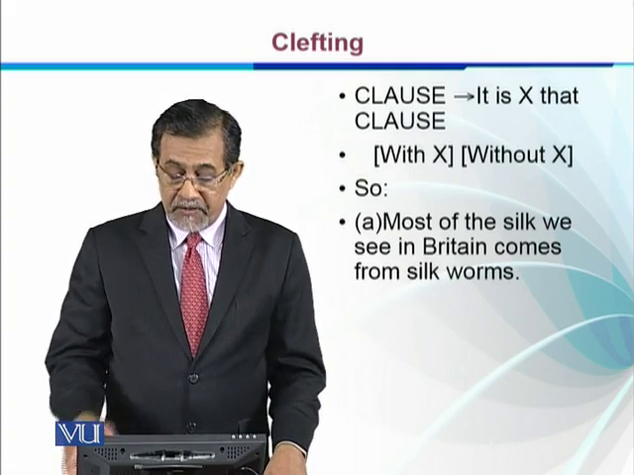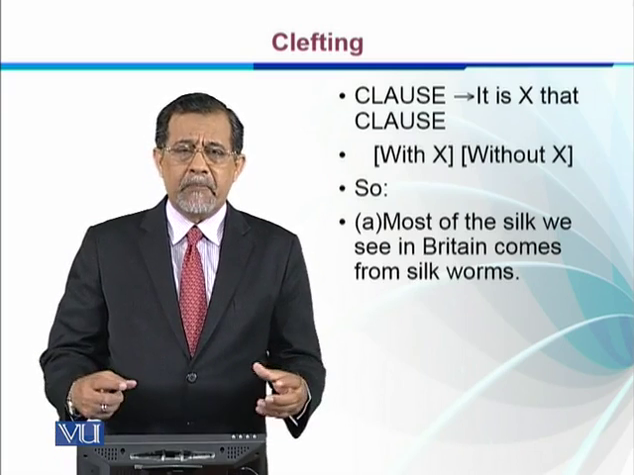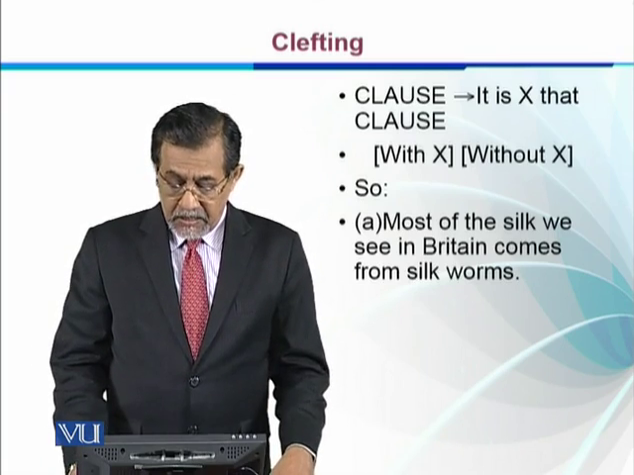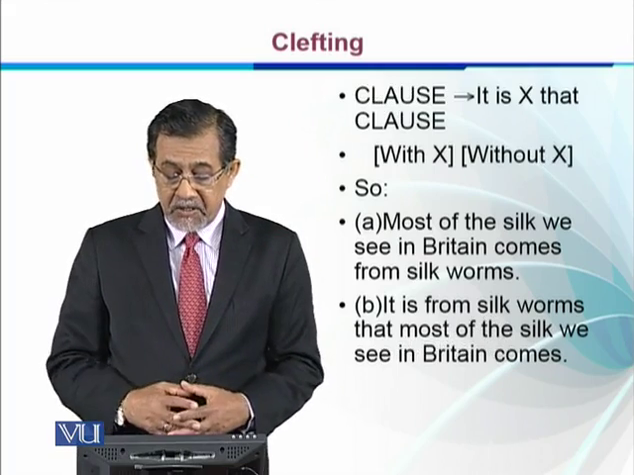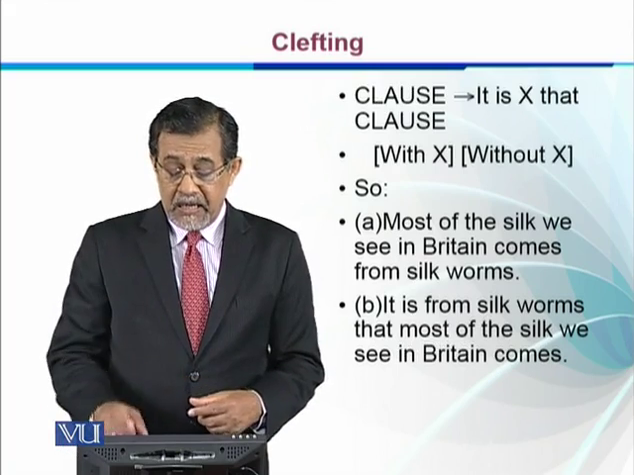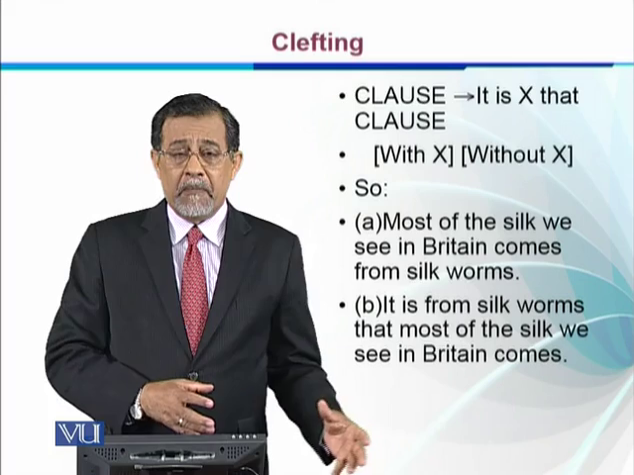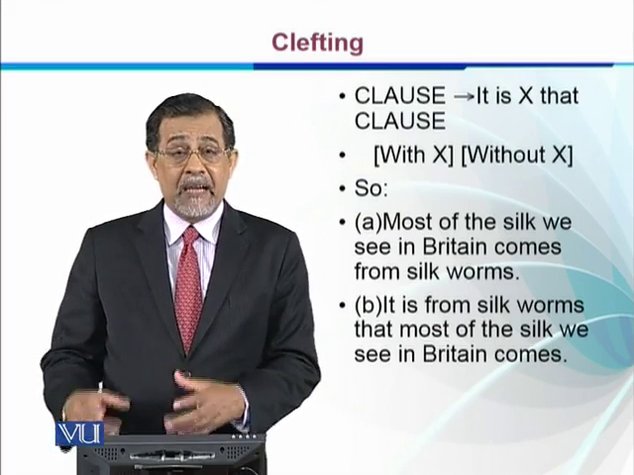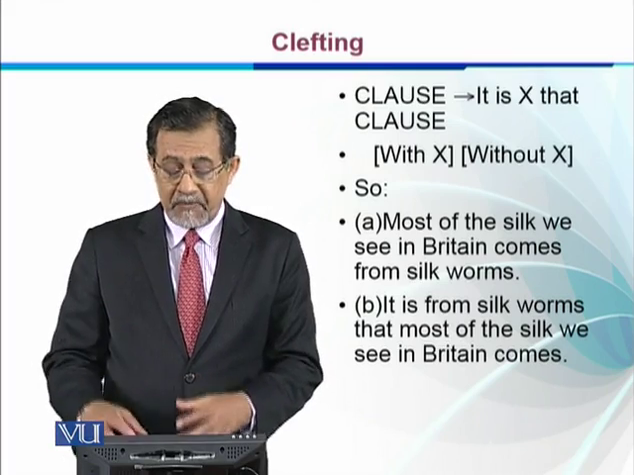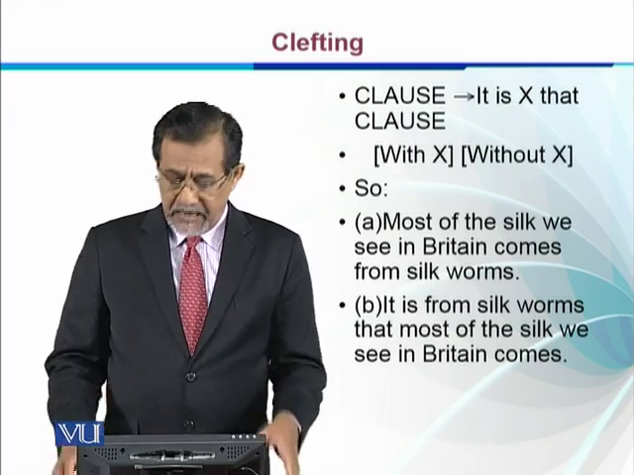Most of the silk we see in Britain comes from silkworm. This is the normal string of the sentence. But: it is from silkworm that most of the silk we see in Britain comes. In this, we have picked up silkworm from the end of the sentence and brought it to the front with the help of it plus verb to be, then X, from silkworm, and then that clause. This is how we do the process of clefting.